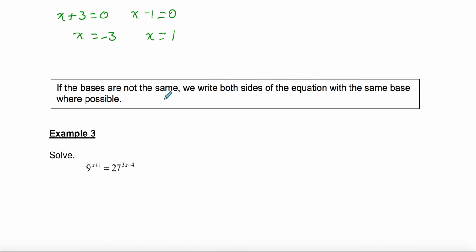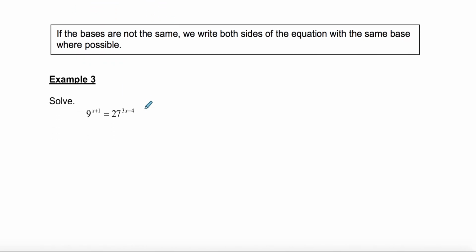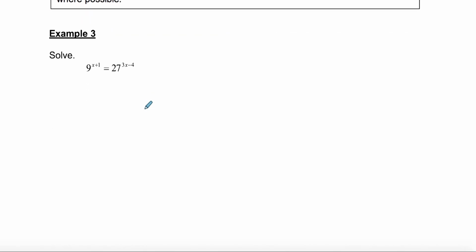If the bases are not the same, we have to write both sides of the equation with the same base where possible. So another one like the one on the first page, you see the numbers 9 and 27.